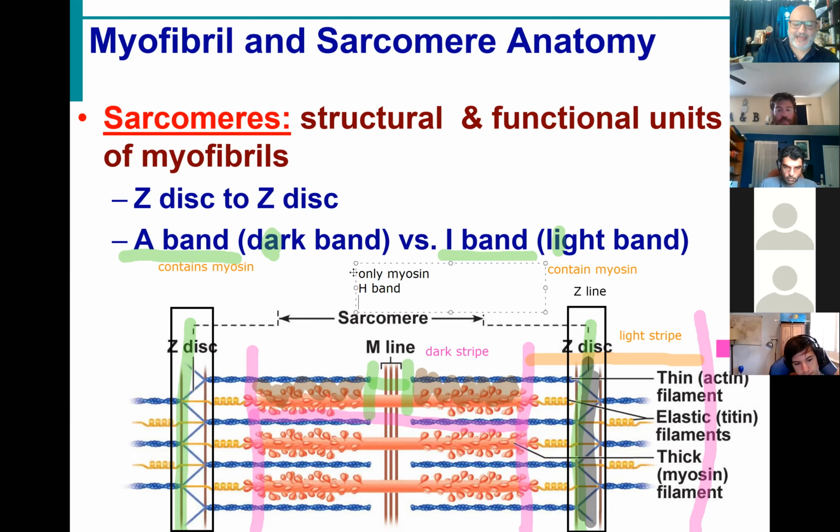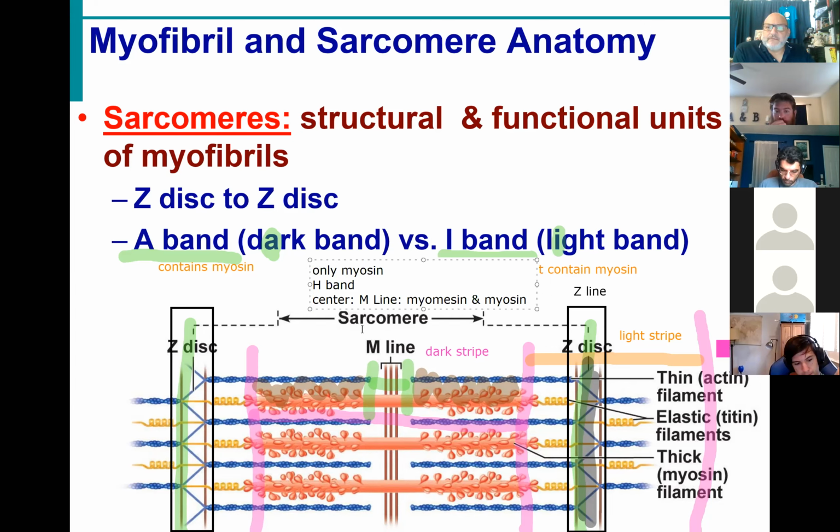And smack dab in the center of that, we have the M line, which is formed by the myomesin and the myosin. I appreciate this can start to get a little confusing. But luckily, we don't have to look at these sarcomeres just in a longitudinal view.